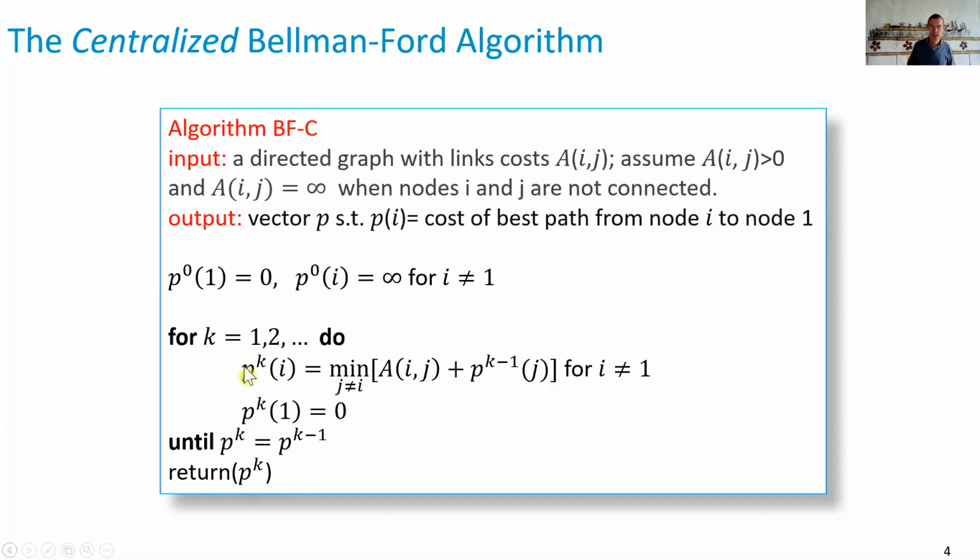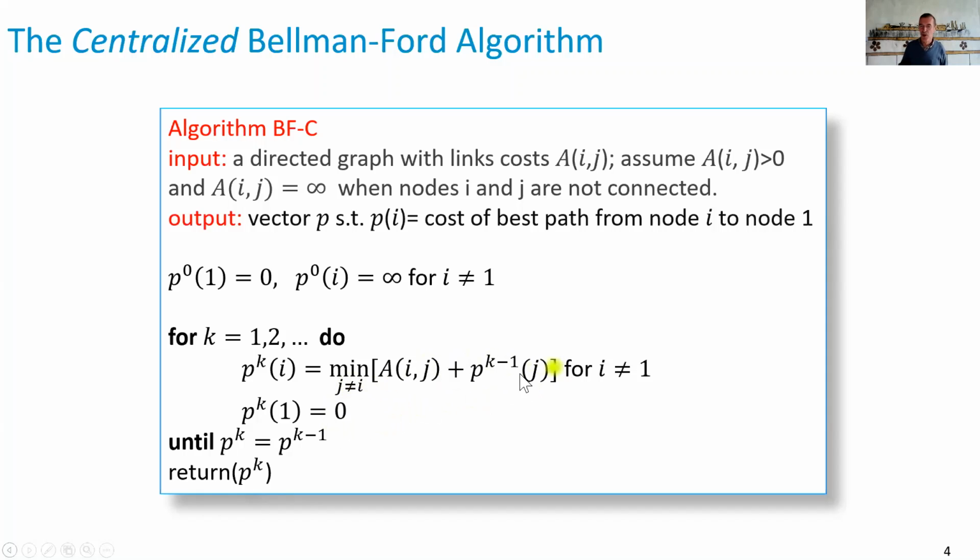Then we iterate, and at every iteration we do the following. The update of the best estimate of the cost from I to 1 is obtained by taking the values we had at the previous round of all the neighbors of I. So J is a potential neighbor of I, and we ask J, what was your value in the previous round? And we add the cost of going from I to J.